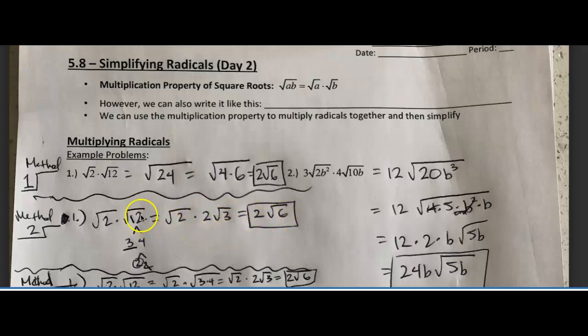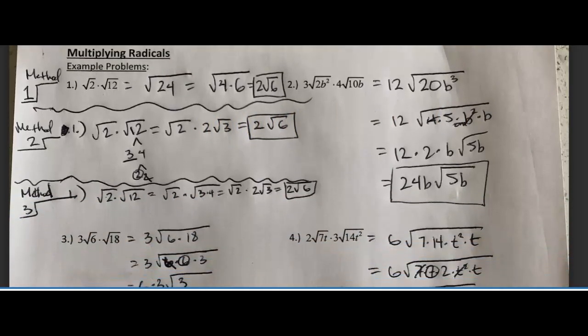So again, whatever's inside, I can multiply. So the 2 and the 3 I can multiply, and whatever's outside, which is only a 2, just comes along for the ride. I did this problem in one other way, where I multiplied the square root of 12 times the square root of 2.